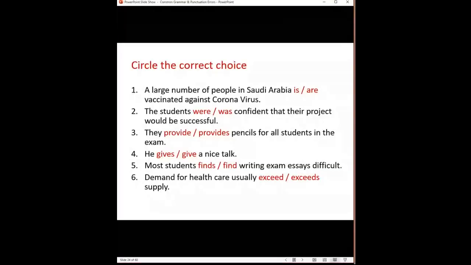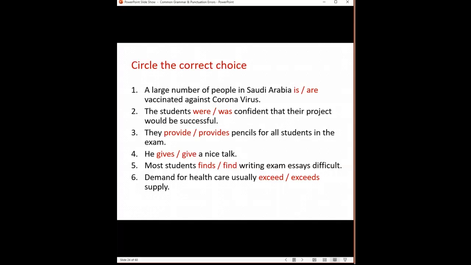This always happens. So our subject is a large number. A large number is our subject. So what is a large number is excellent, great. So when you use like this a large number, a big amount of something, this is your subject. So you are going to choose the verb accordingly.